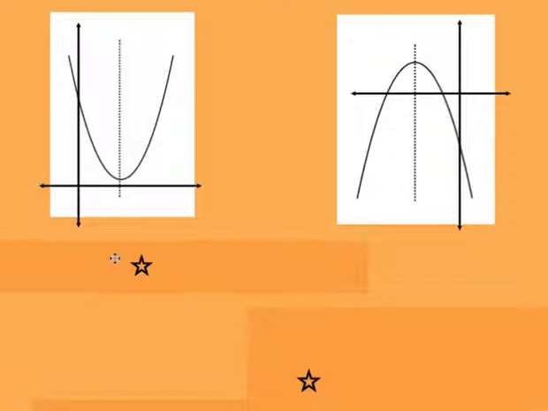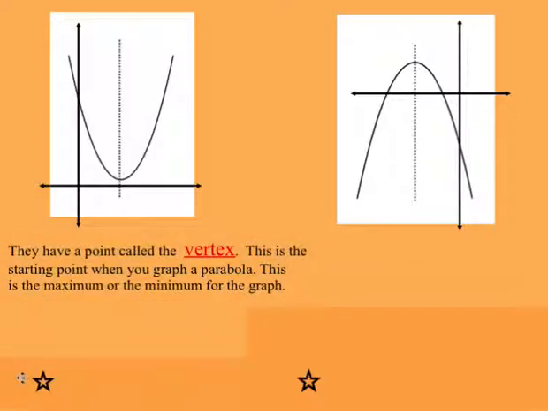Okay, so first of all, they have a point called the vertex. This is the starting point when you graph a parabola. So make sure you fill in vertex on that bottom line there. This is the maximum or the minimum for the graph.